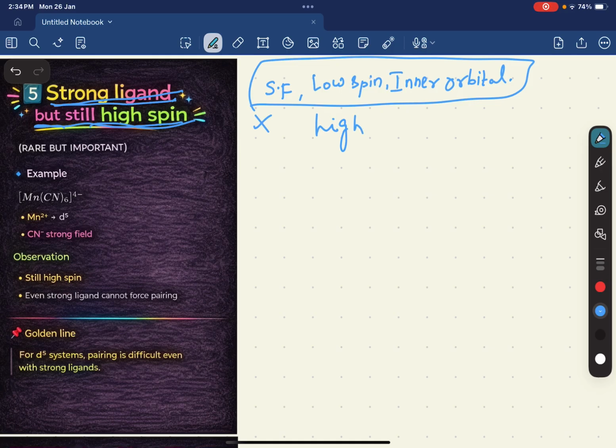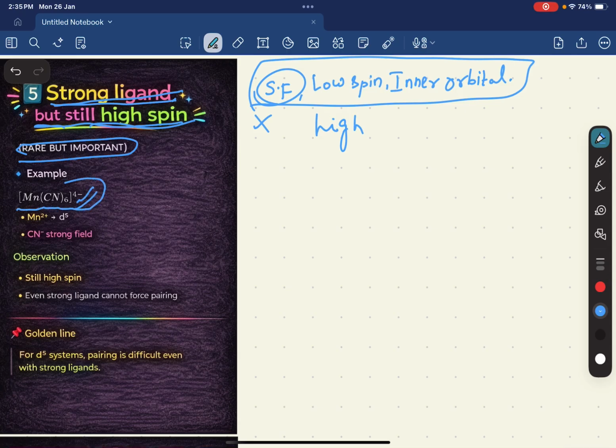High spin means more unpaired electrons. Where are more unpaired electrons possible? Where the pairing doesn't take place. This pairing doesn't take place with weak field, but they are telling that even with strong field ligand high spin is possible. How, we can discuss. Rare, but it is important. This is the most important example.